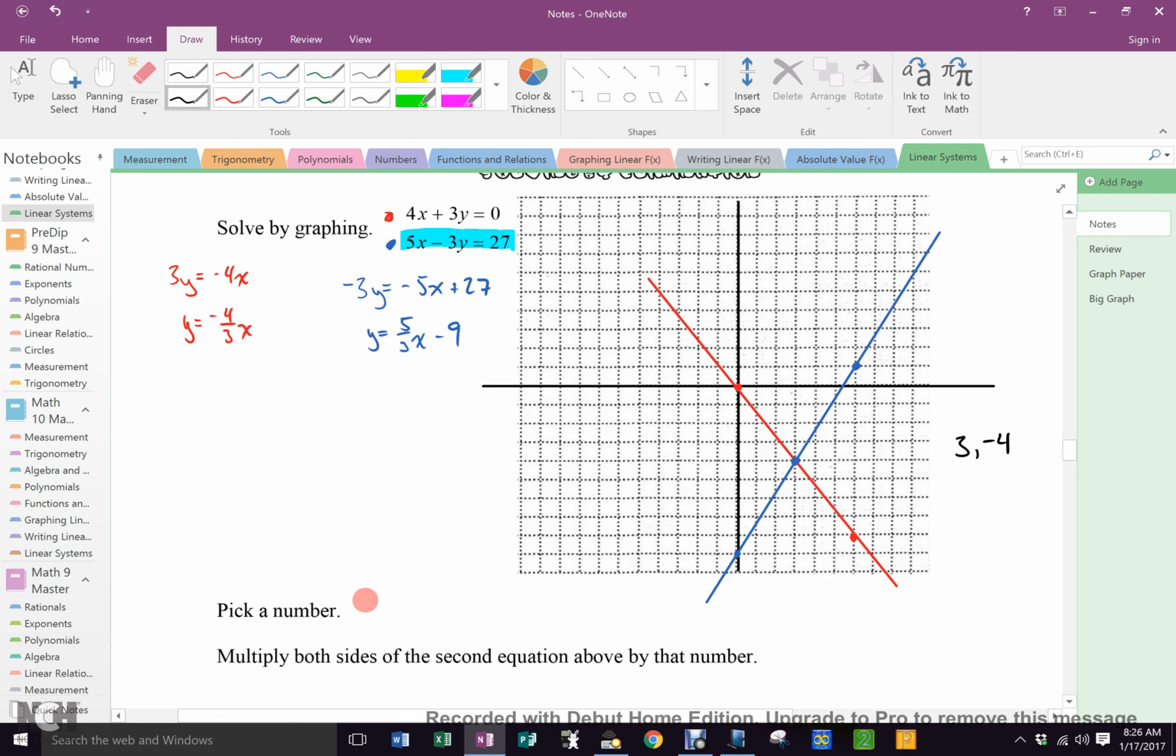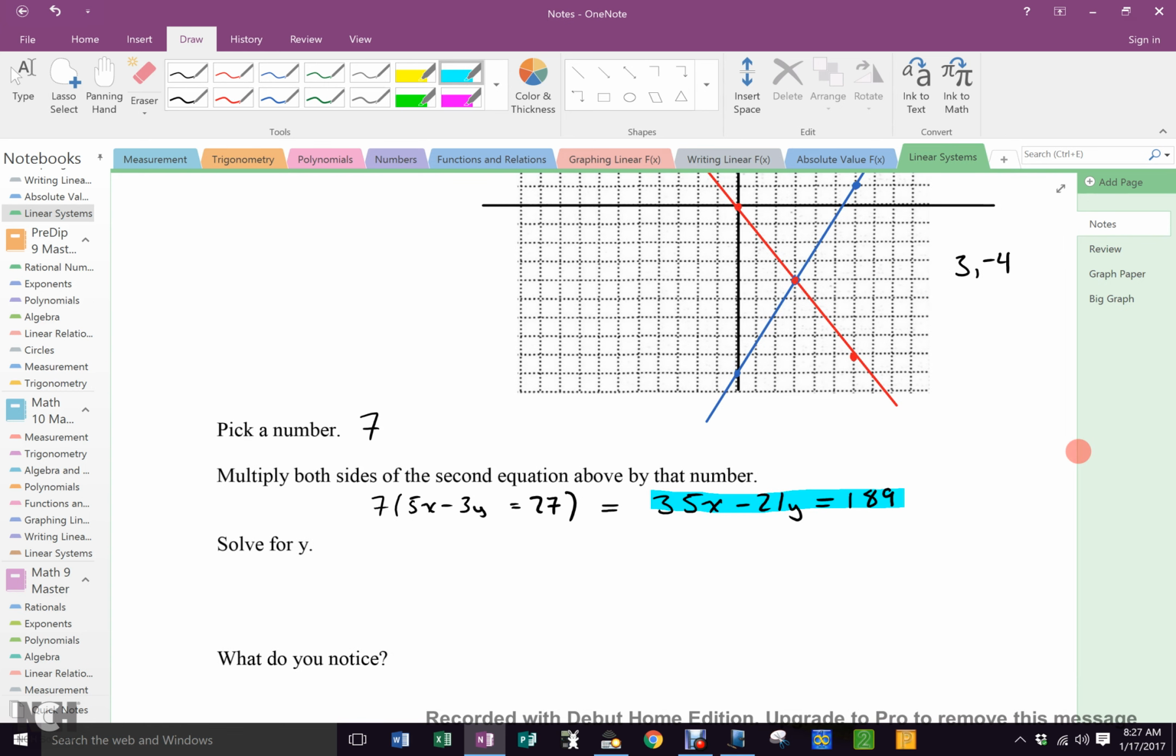I'm going to use 7. So I'm going to get 7 times 5x minus 3y equals 27, right? So when I multiply it by 7, everything has to multiply by 7. So my new equation is 35x minus 21y equals 189. And I'm going to highlight that one blue because that's my new equation.